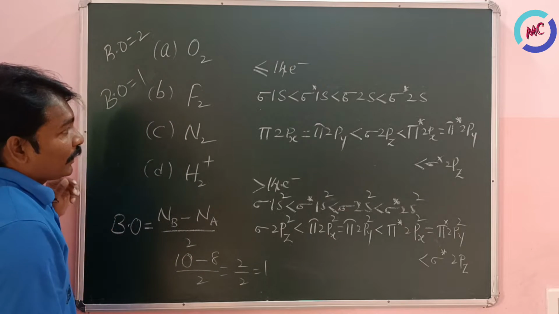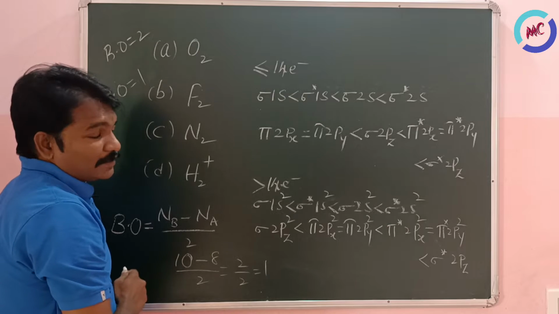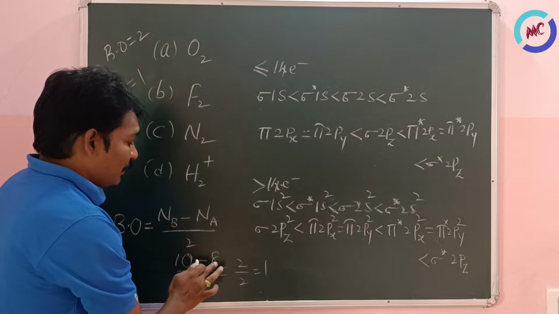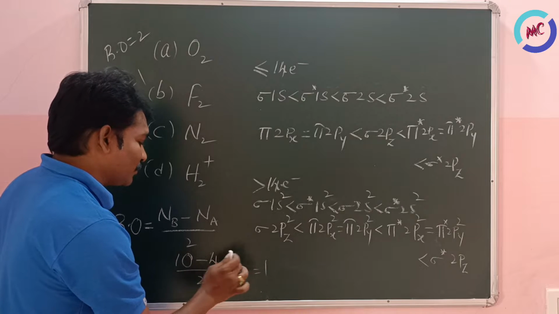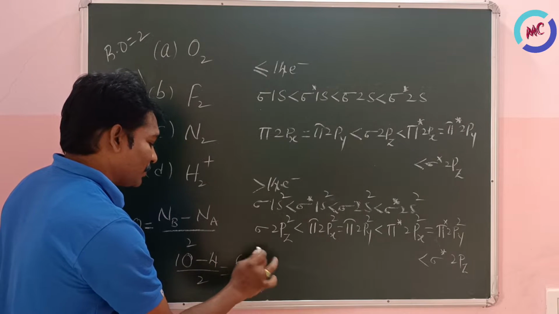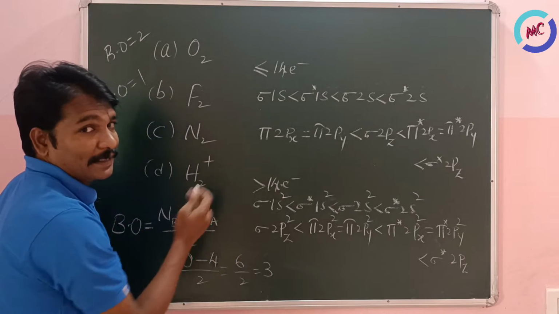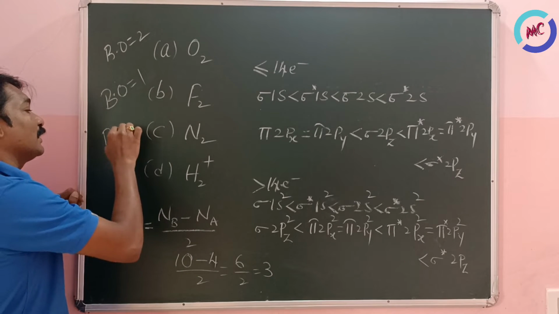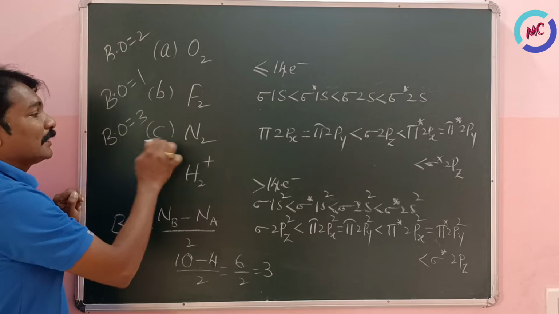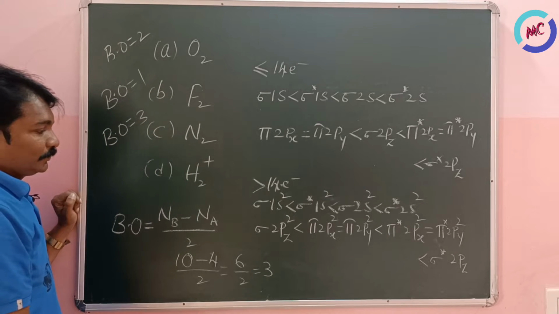In that one, the number of bonding electrons in the case of nitrogen is 10 and the number of anti-bonding electrons is 4, that is 10 minus 4 is equal to 6. 6 by 2 is equal to 3. We already calculated, that's why I am writing the value directly. Therefore, the bond order is equal to 3 in the case of the N2 molecule.